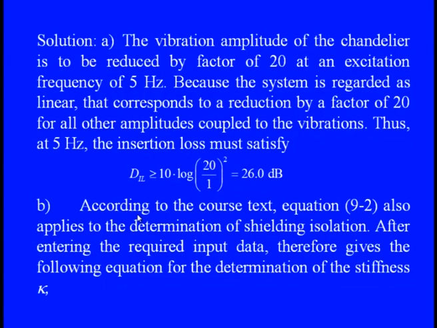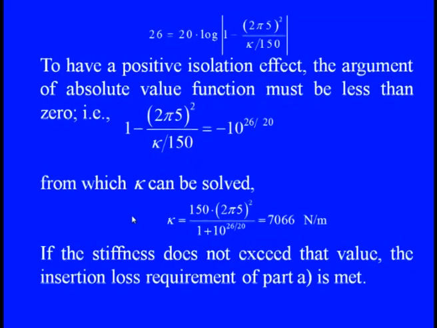According to this, we can put the isolation in place, and after entering the required input data, we can find the stiffness parameters through which we can calculate this. So 26 dB, the insertion loss, equals 20 log of 1 minus (2 pi times the exciting frequency, 25 hertz) squared divided by k over 150. To have a positive isolation effect, the absolute value of this function must be: 1 minus (2 pi f) squared divided by k over 150 must equal 10 to the power 26 by 20.